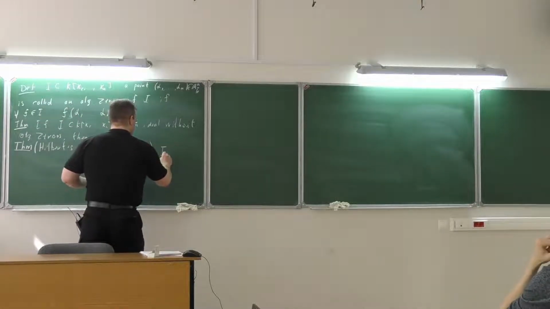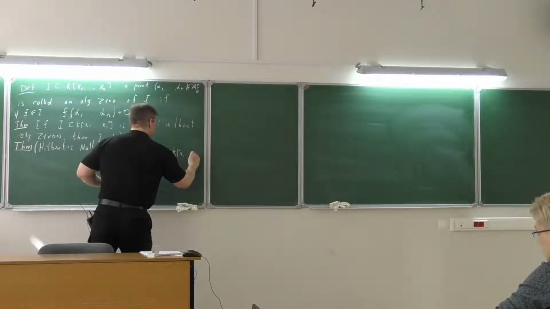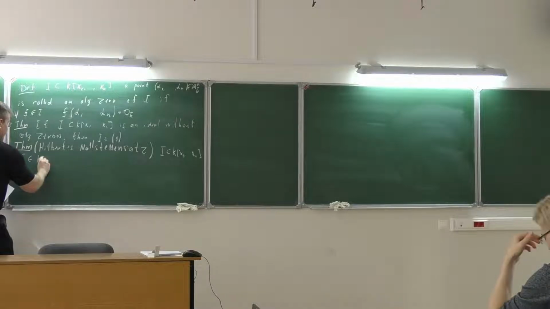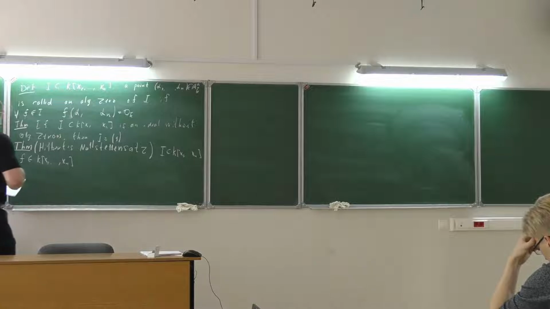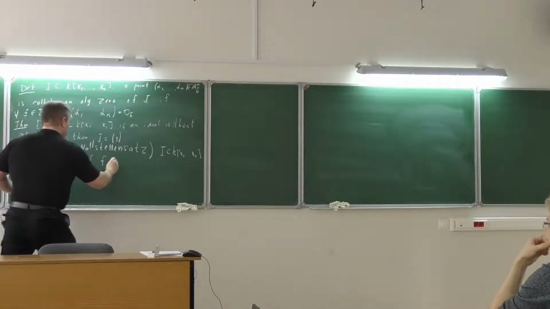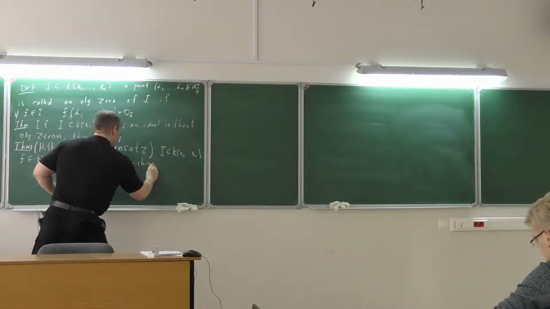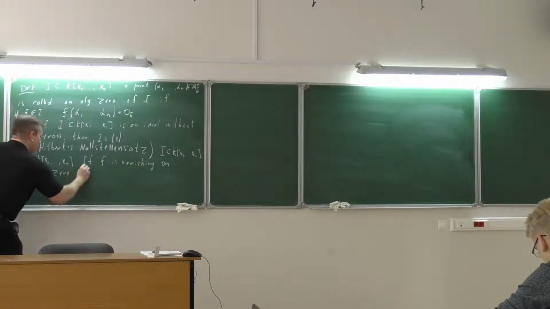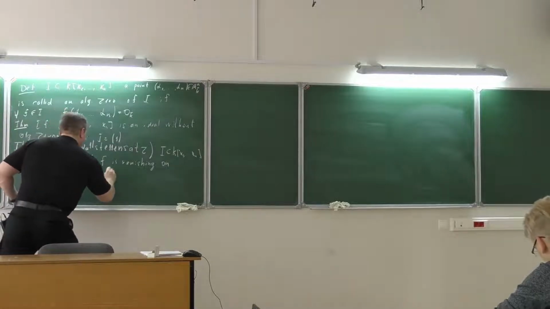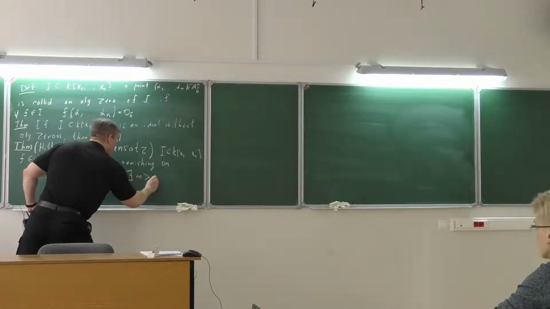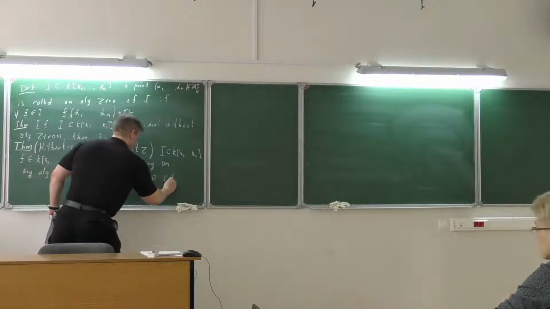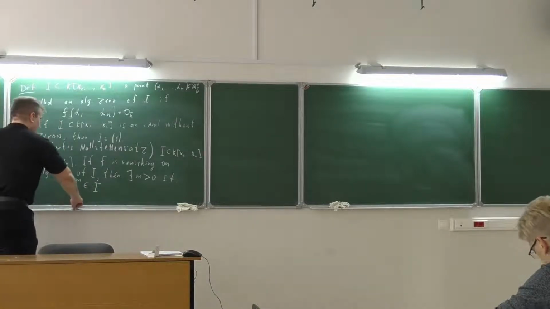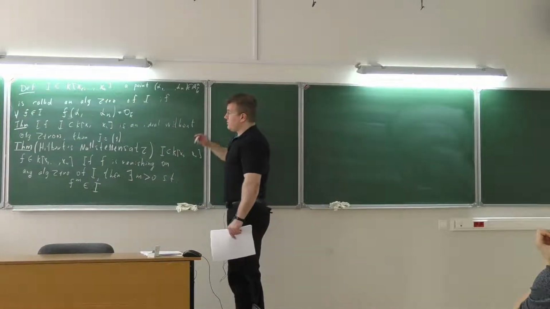So again, we take an ideal in the polynomial ring. And also suppose that we have an element f, which is just a polynomial. So if f is vanishing on any algebraic zero of the given ideal, then there is an m, some positive integer, such that f to the m belongs to this ideal. And if you know the previous theorem, the proof of this theorem is relatively elementary.